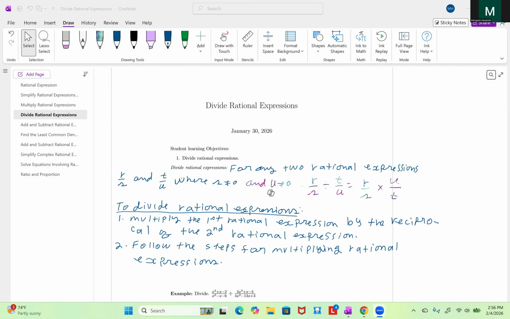To divide rational expressions, 1. Multiply the first rational expression by the reciprocal of the second rational expression. 2. Follow the steps for multiplying rational expressions.